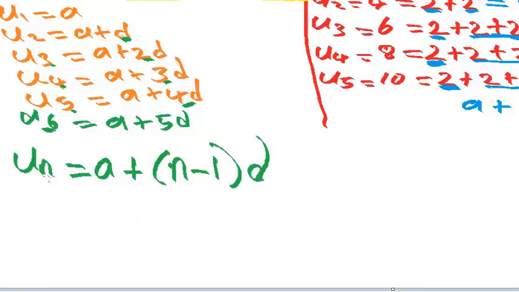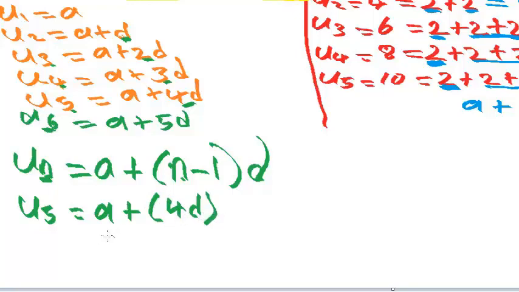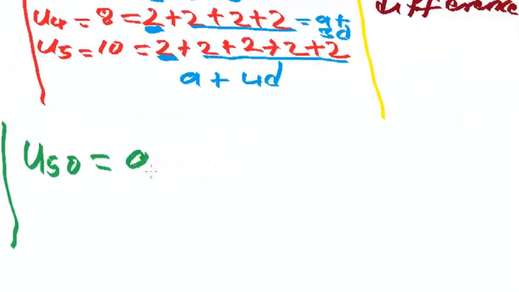So that if n here is 5, then we are going to get u5, then a plus n minus 1. Note that I said the n here is 5, then we get 5 minus 1, that will be 4. So we get 4d here, which is a plus 4d. If n is 50, then we are going to get u50, and that is equal to a plus 50 minus 1 is 49, so 49d.